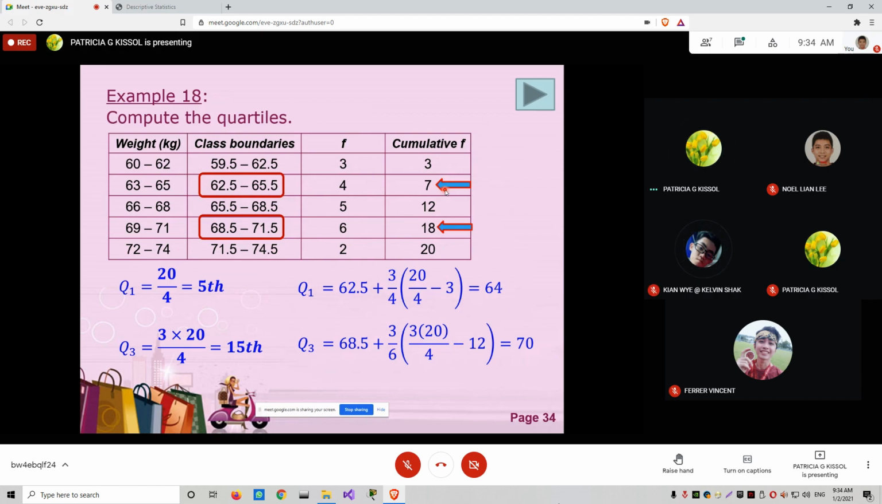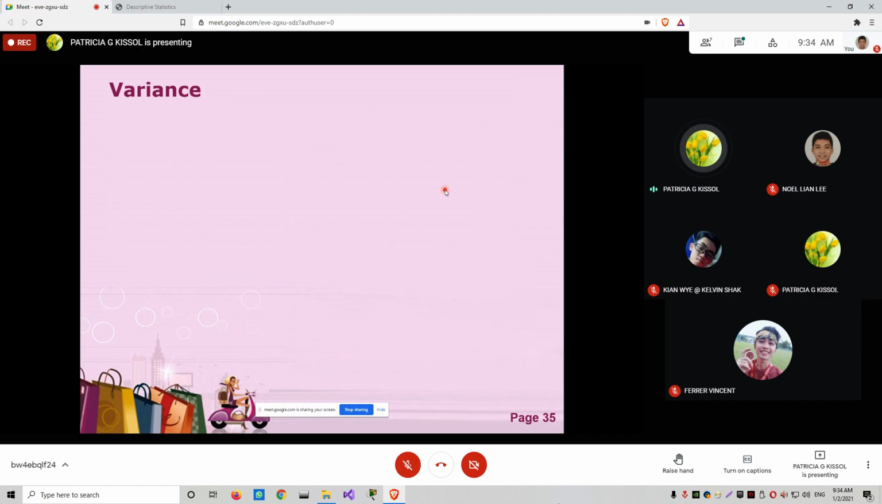Okay. So if that's clear, that's it. That's about the quartile. We have done the range last week, and today we covered the quartiles.